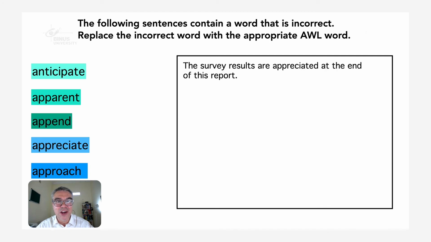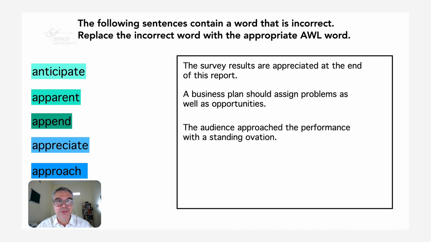The survey results are appreciated at the end of this report. Again, remember, one word is wrong. Take it out and replace it. The next sentence. A business plan should assign problems as well as opportunities. Number 3, the audience approached the performance with a standing ovation. Do you know what a standing ovation is? Maybe you do. It's when everybody stands up and claps and cheers a performance to show their appreciation.